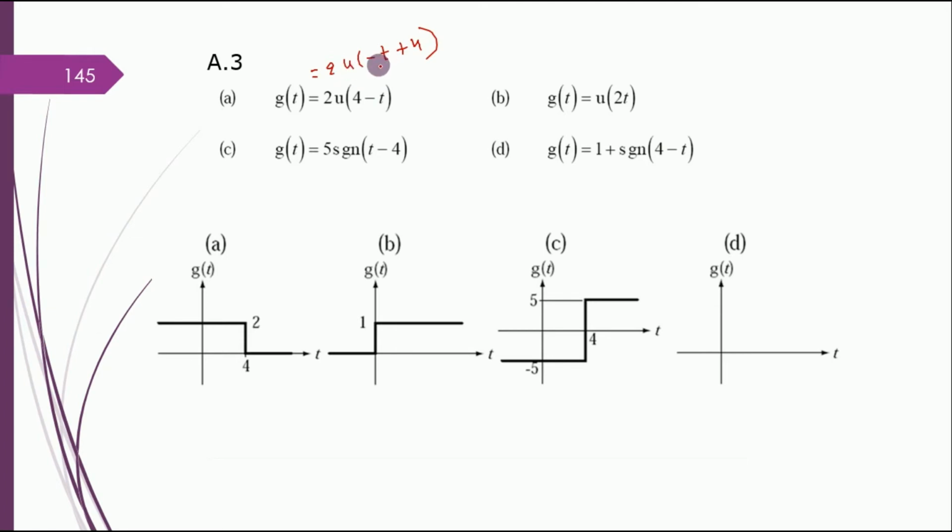What is first? It is having scaling as well as shifting. What should be done according to the precedence rule? The precedence rule says you need to first shift, replacing minus t with t. So u of t plus 4. u of t plus 4 means what? I'll write it here. You know how u of t looks. So shift it by 4 times onto the left.